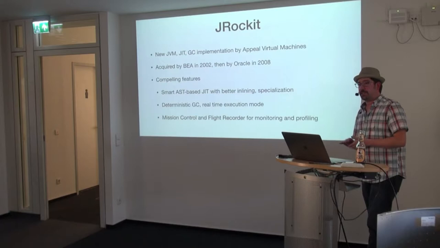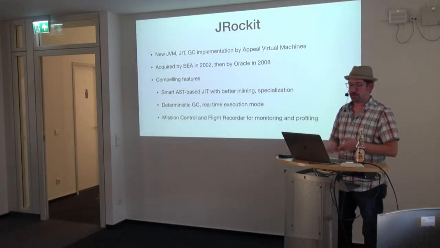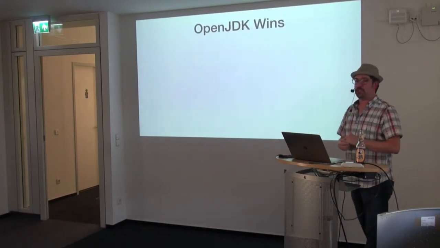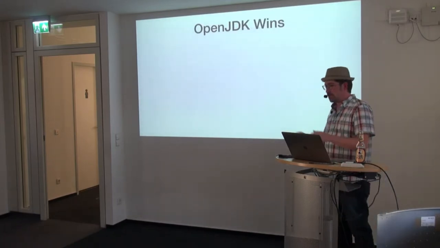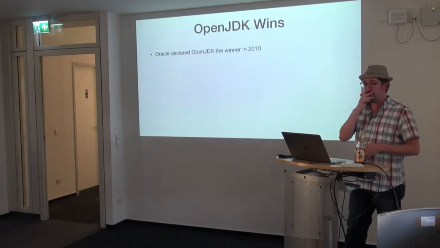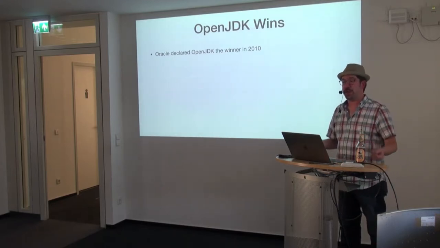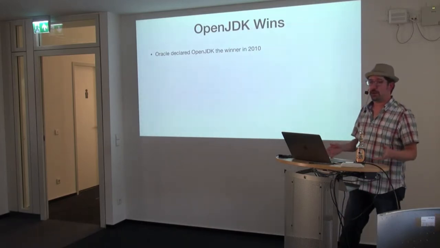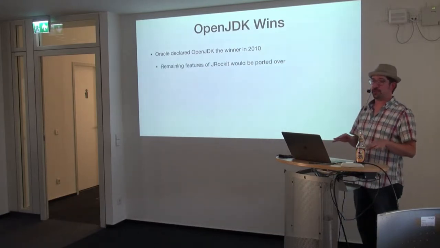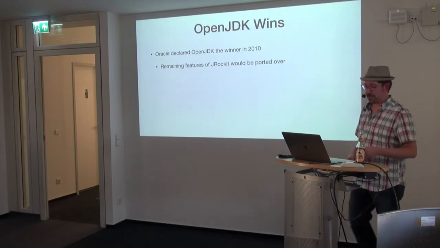And where it gets interesting is in some of these other cool features that are slowly starting to get into OpenJDK, like Mission Control and Flight Recorder. Shortly after OpenJDK was announced and released and Sun changed over to Oracle, Oracle decided that they were not going to be able to stem the tide of open source. They declared that OpenJDK was the winner. They weren't going to be continuing to work on JRockit anymore, and anything that was cool about JRockit, those compelling little features, they were going to port over and provide in the OpenJDK releases.